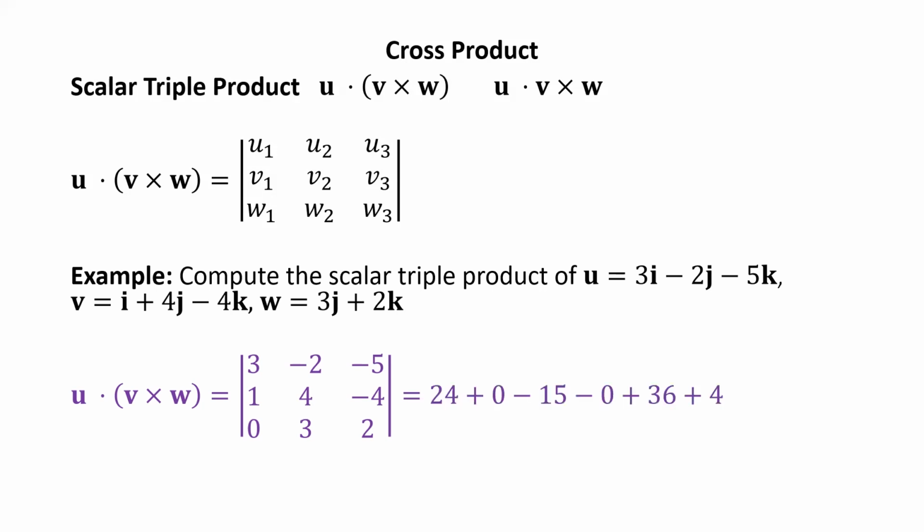Okay, so 3 times 4 times 2 is 24. Negative 2 times negative 4 times 0 is 0. Negative 5 times 1 times 3 is negative 15. Now going the other way, negative 5 times 4 times 0 is 0. 3 times negative 4 times 3 is negative 36. We're subtracting, so it becomes positive 36. And negative 2 times 1 times 2 is negative 4. Again, we're subtracting, so it becomes positive 4. Add these all up, and we get 49 for our answer.